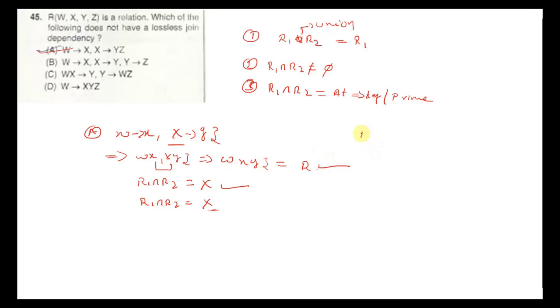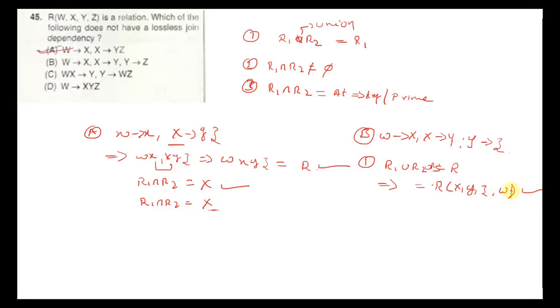Now see the next option, B, that is W determines X, then X determines Y, and then Y determines Z. Apply the first condition, that R1 union R2 is equivalent to R. So what is R1 union R2 union R3? Here three relations are there: R1 contains WX, R2 contains XY and R3 contains YZ, and together they are equivalent to the four attributes of relation R, that is X, Y, Z, W. So here the first condition is true.